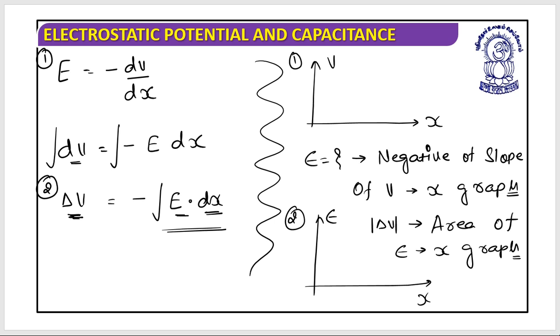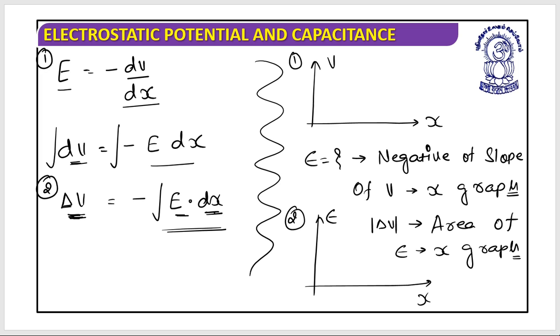So I hope these things are clear. First, E is equal to minus dV by dx, which we have already derived. And from this, we know that dV is equal to minus E dx. So if I require delta V, please remember this is delta V. This is not a potential, this is the potential difference. So this delta V is equal to the integration of minus E dx.